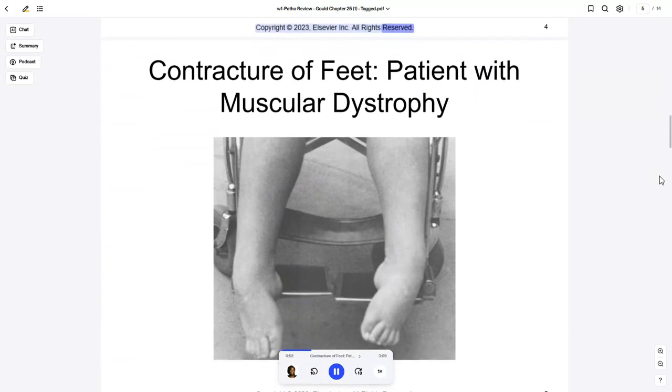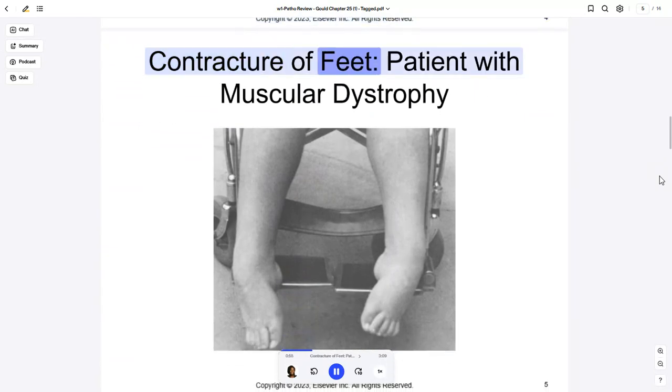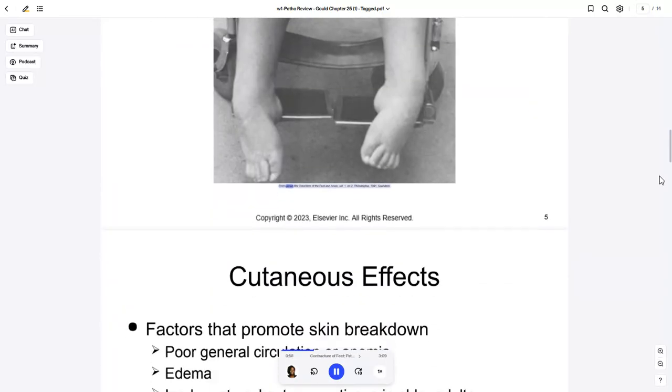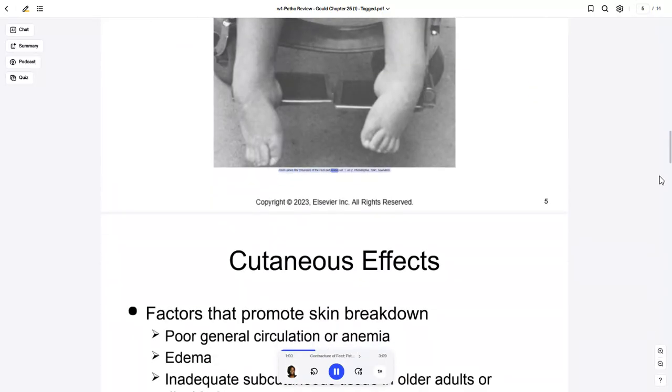All rights reserved. 4. Contracture of feet. Patient with muscular dystrophy. From Jahss MH, Disorders of the Foot and Ankle, Vol. 1, ed. 2, Philadelphia, 1991, Saunders.